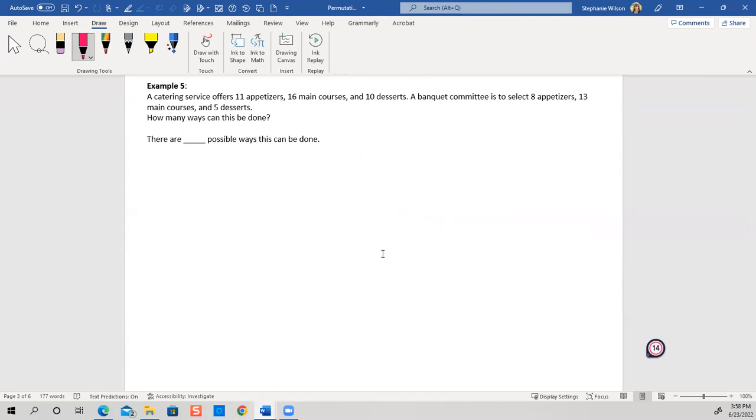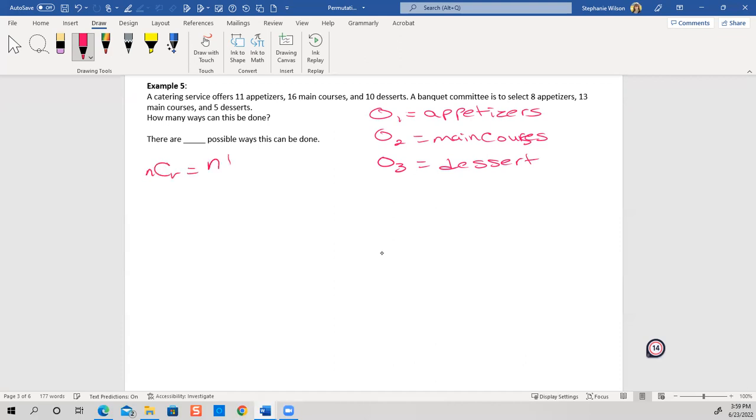All right, so what I notice going on here is I got a combination of things going on. So what I want to do is list everything that I see. My first order, I have appetizers. My second order, I have main courses. My third order, I have desserts. All right. Now, since it's a combination, I know that I'm going to have this formula. Okay, so let's solve for it.